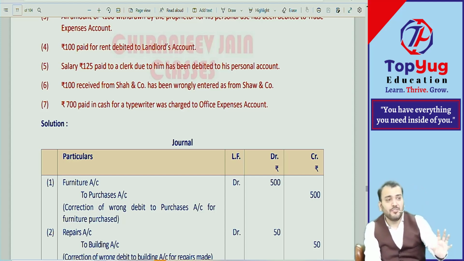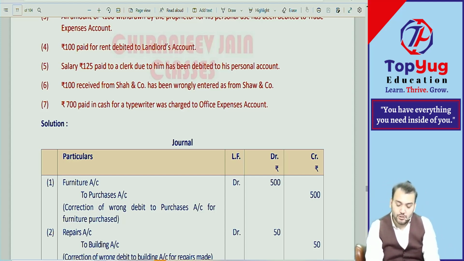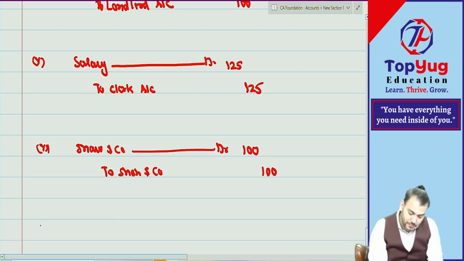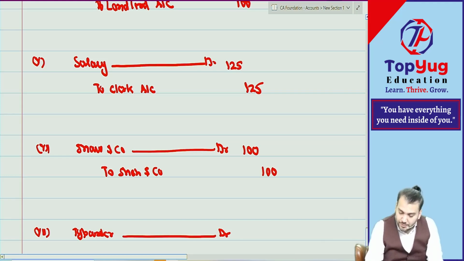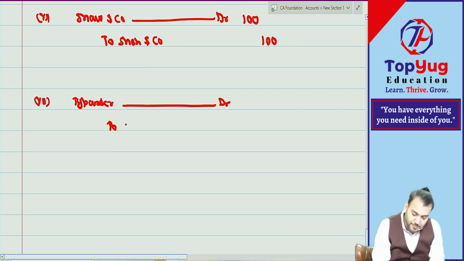So typewriter is a fixed asset account. So we should debit typewriter, but they have debited the expense account. So what journal entry will we do? Typewriter account debit to what? Office expense account. How much? These are very simple.